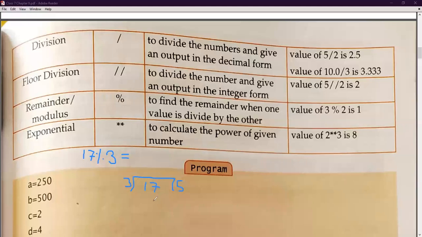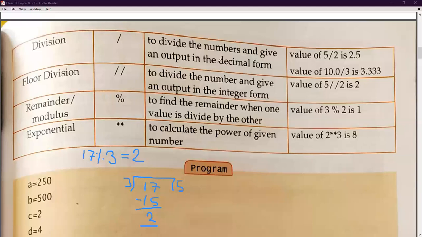Okay. Now if I subtract 15 from 17, then what will be my output? My output will be 2. My remainder will be 2. So what will it return here as output? It will return me 2. Why? Because we are considering only the remainder, right?